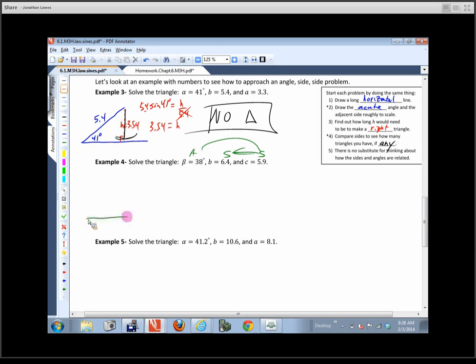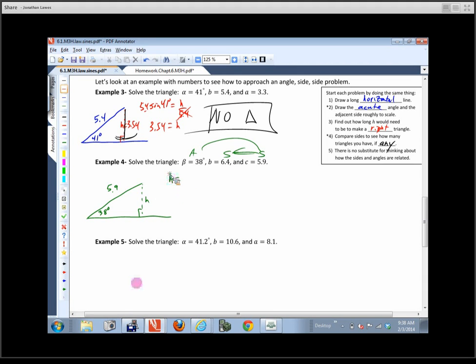So I'm going to draw a long horizontal side. 38 degrees is roughly about right there. So we'll call that 38 degrees. Side C is the one that's next to it. That's going to be 5.9. And then I want to figure out how tall this is. I want to figure out what h is.